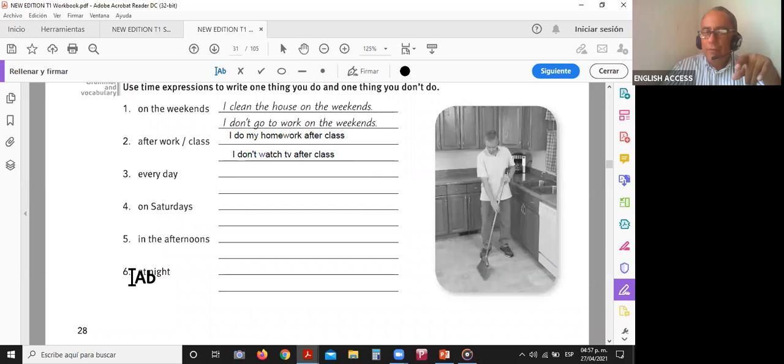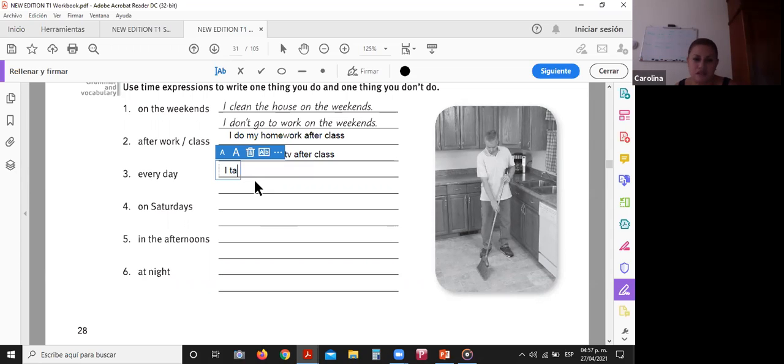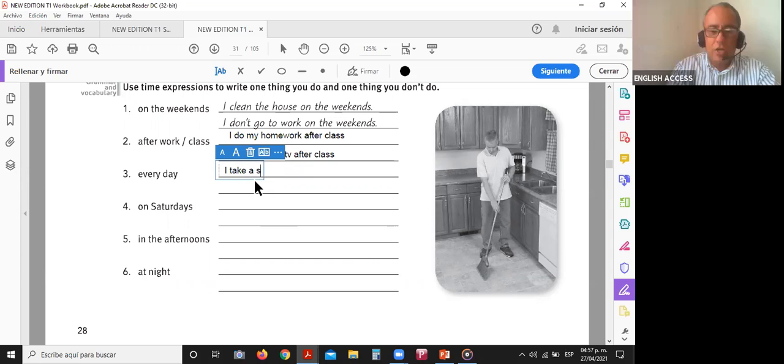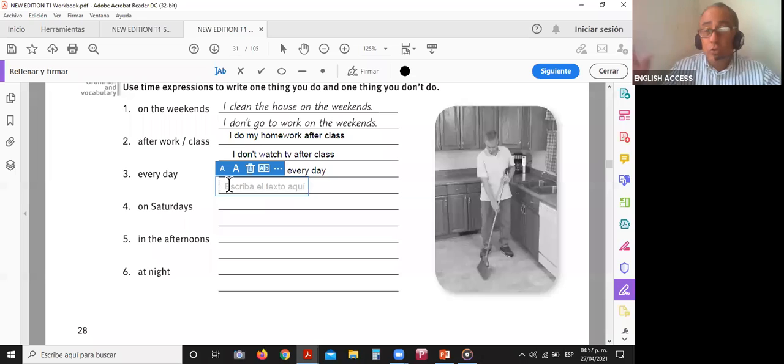3, 4, 5, and 6. I hope that you did that in your workbook. What about number 3? Some activity that you do every day. Antonio, Fatima, or Carolina? What is the activity that you do every day? I take a shower every day. Exactly. I take a shower every day. Very good. One thing you don't do every day, Carolina?